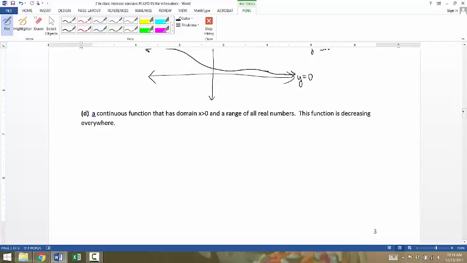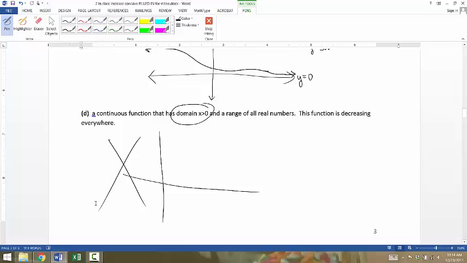All right, a continuous function, it has a domain x greater than 0. So it does not exist over here on the left side of the y-axis. Only exists on the right side of the y-axis, only for positive x's. It says it has a range of all real numbers, so the graph should exist from top to bottom everywhere.